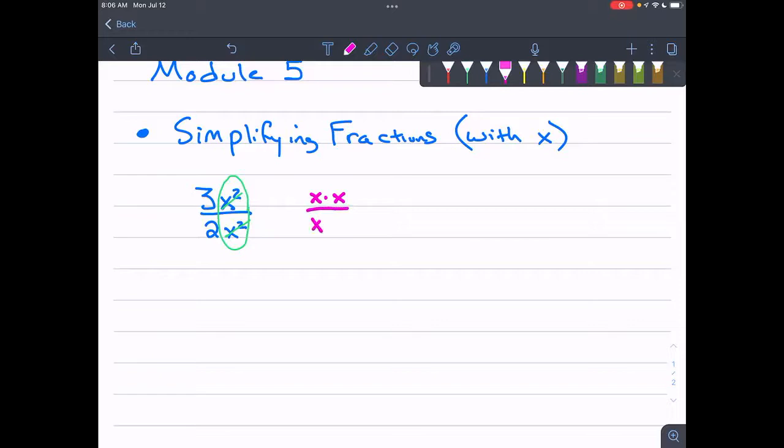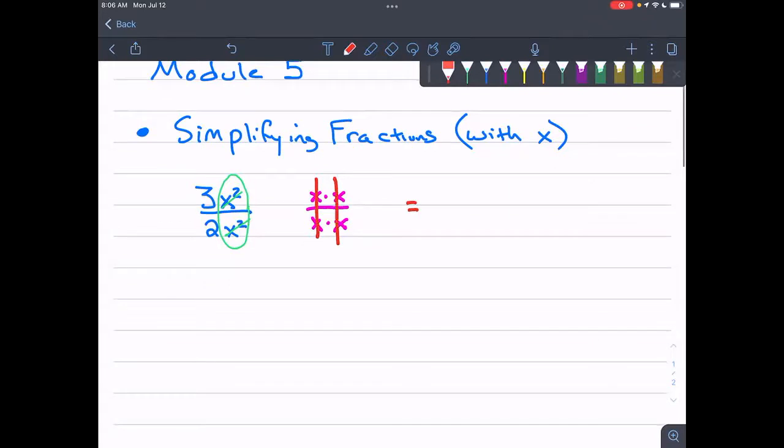On the bottom, the same thing, x times x. And of course, if it's the same thing, they cancel each other. So all the x's are gone. All we're left with is the 3 and the 2. And you will want to reduce that if they've got something in common, but 3 and 2 don't. So pretty easy, hopefully.